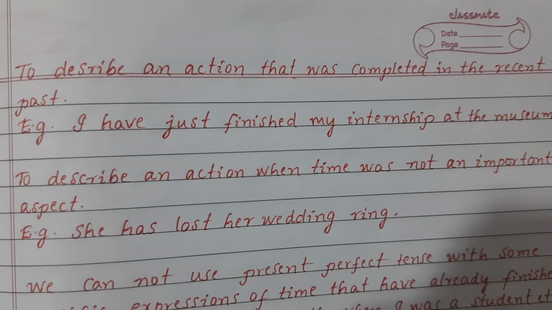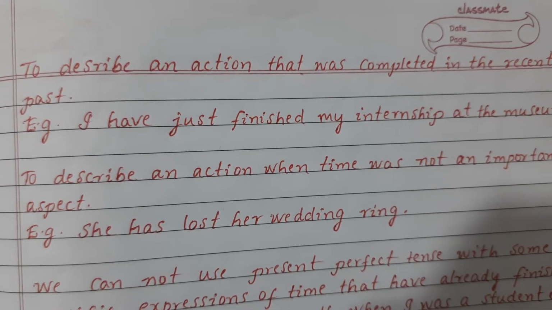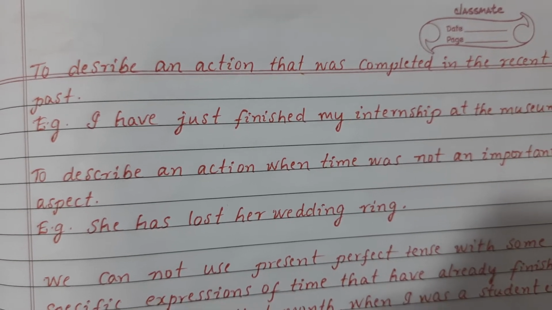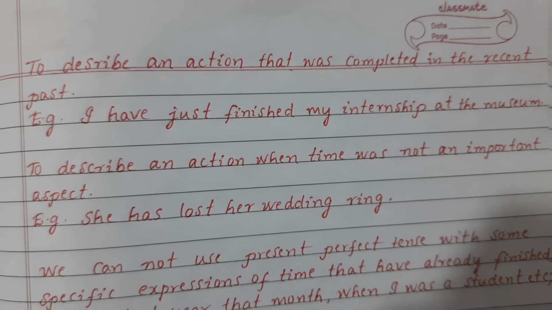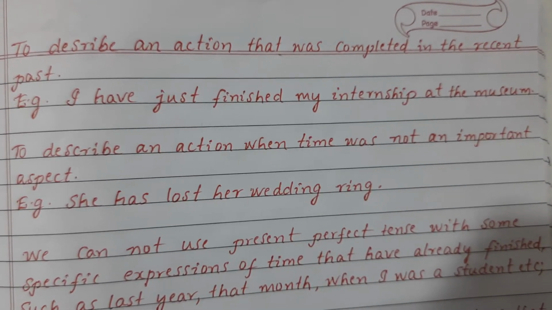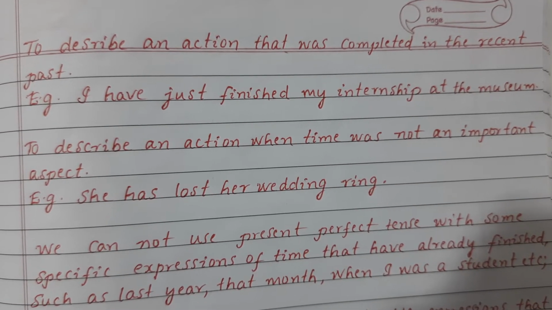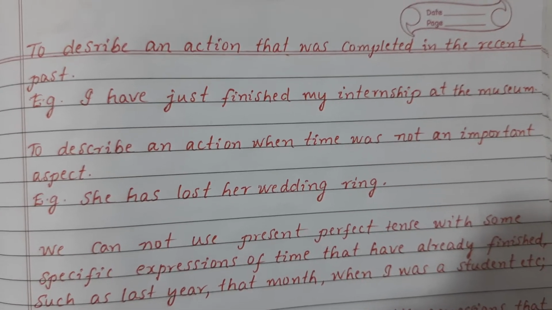To describe an action that was completed in the recent past. We use present perfect tense to describe an action that was completed in the recent past. I have just finished my internship at the museum. When you don't mention the time, you can use present perfect tense.